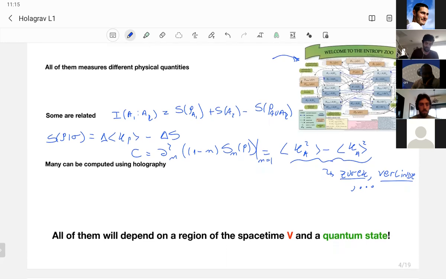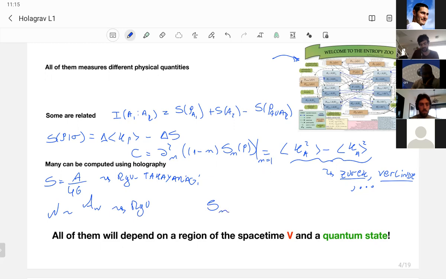Another interesting thing is that many of these quantities can be computed using holography. We all know that the entanglement entropy is the minimal area of a surface. The entanglement negativity can also be computed, this is by Ryu and Takayanagi. I will talk about this tomorrow. This goes like the area also; they are all dual to geometric things. This is the area of something called the entanglement wedge. This is a more recent paper by Ryu. And tomorrow we are going to see that the Renyi entropies, or a version of the Renyi entropies, also have a holographic dual.